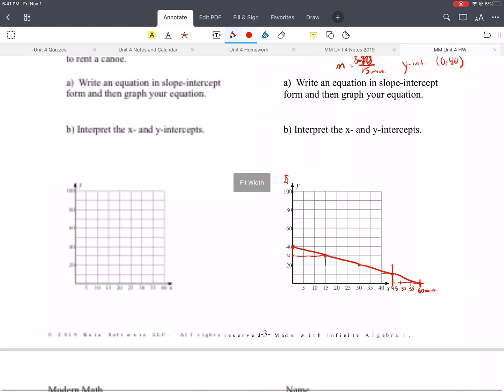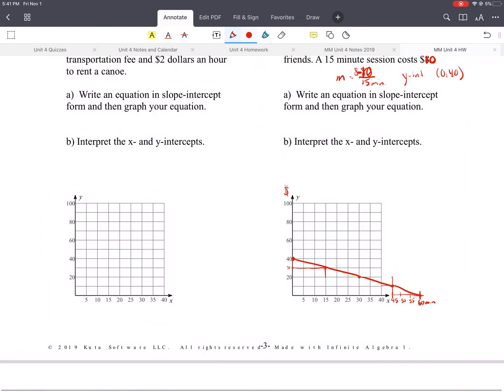All right, so it says, write an equation. We have y equals, our slope is negative 10 over 15. Okay, and you could simplify that fraction, but I'm just going to leave it like that since that's what we're talking about. Not simplified, but makes more sense. Okay, negative 10 over 15, and then our y-intercept was plus $40.